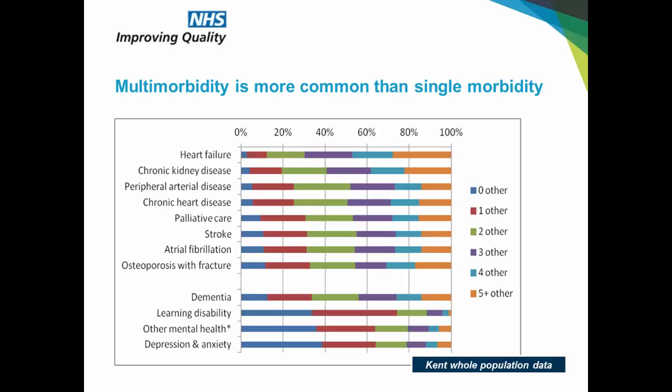We can also see that it's more common to have multiple conditions than it is to have one single condition. So looking at and caring for somebody with one of those conditions without looking at the others is not necessarily helpful for those patients, because they will be having multiple conditions, and so that means multiple visits. And if you're treating them in silos, it's probably not as efficient as treating them as a whole person.